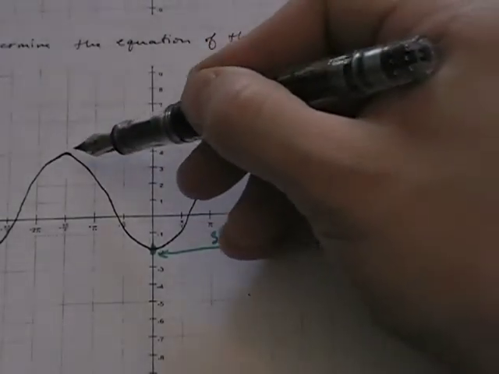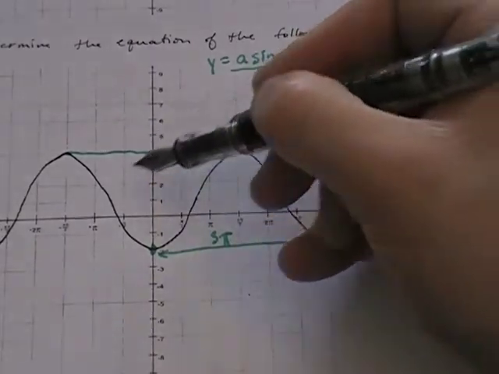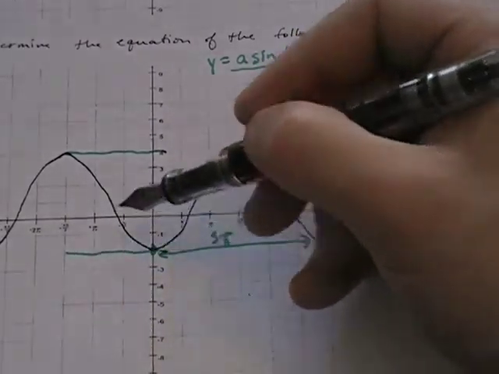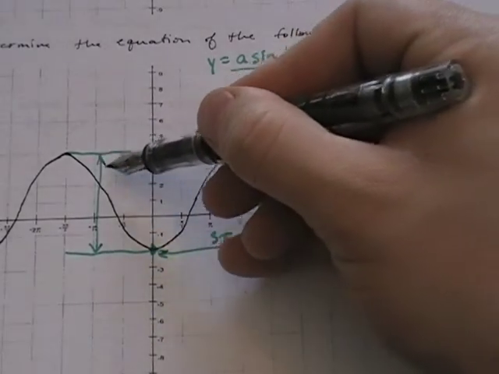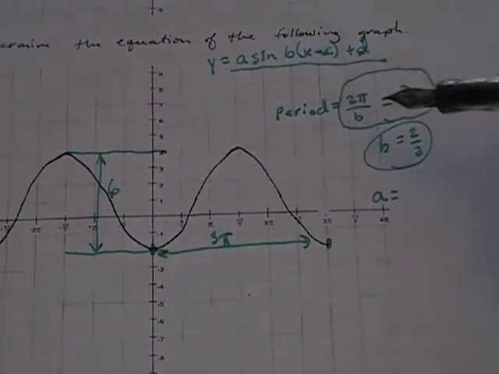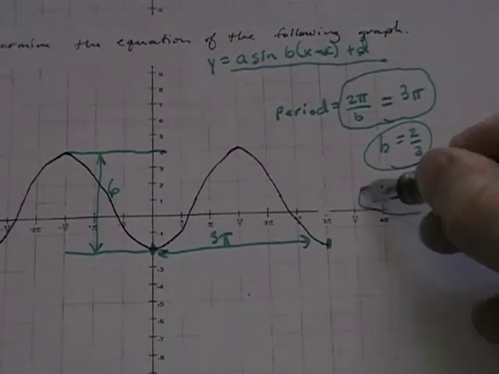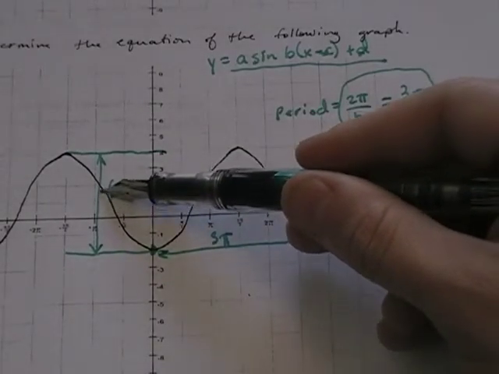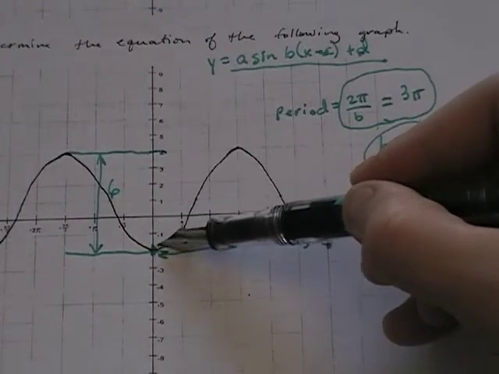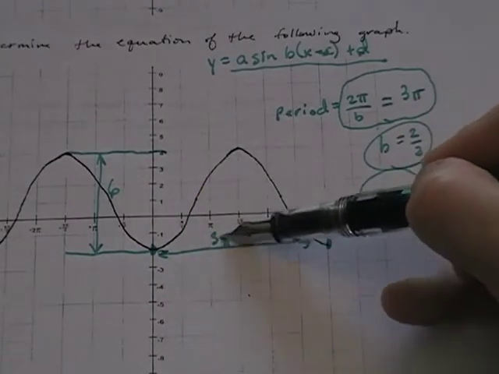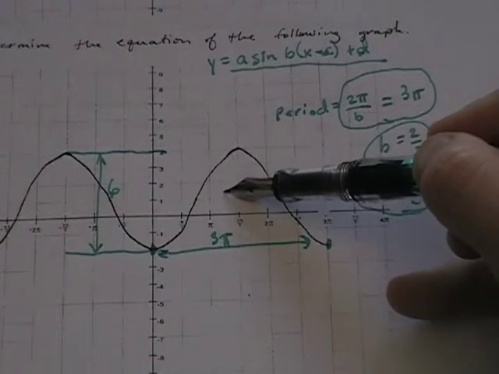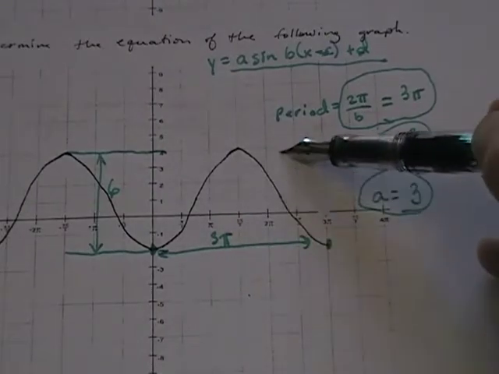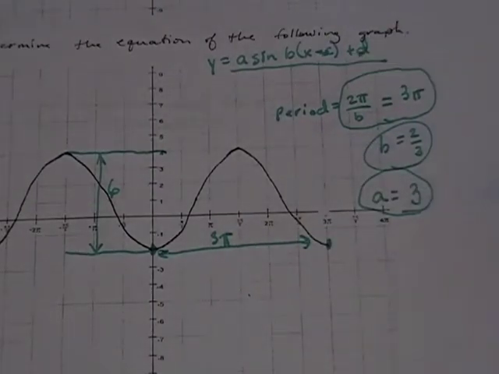Well, I look and I say, okay, this is at 4, and this is at -2. And that's a total height of 6. What that means is A is 3. Because there's going to be some imaginary line of symmetry, and it's going to go up 3 and down 3 and up 3 and down 3 every time it goes through that line. So that's 3, that's 2/3. Okay, I've got that. That's pretty simple.